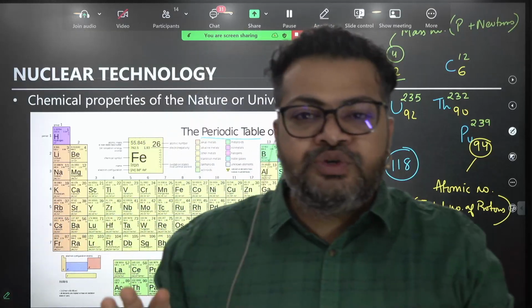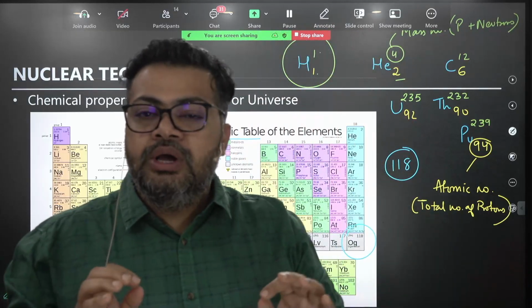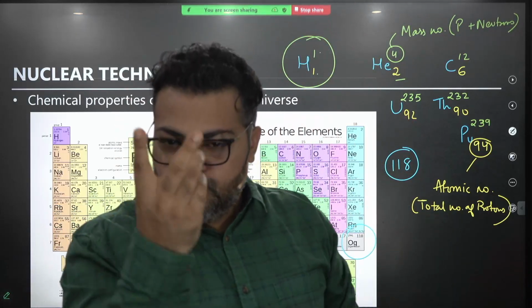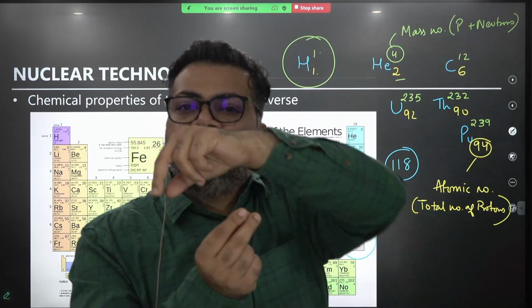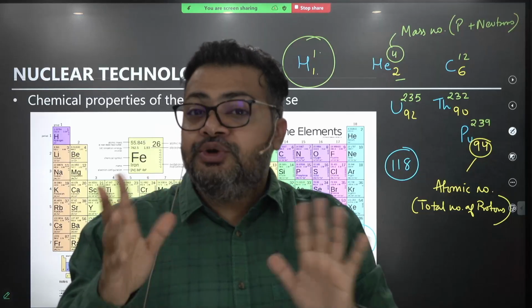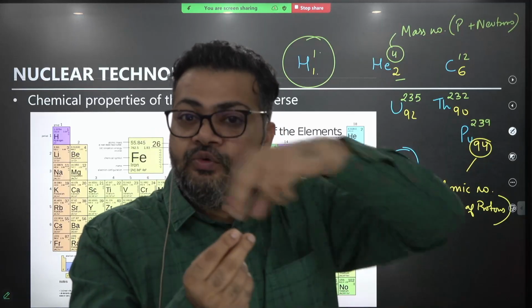All of you are able to visualize? This is typically how a hydrogen atom should look like. Just one proton, positive, one electron, negative. Acha, did you also see one positive, one negative?